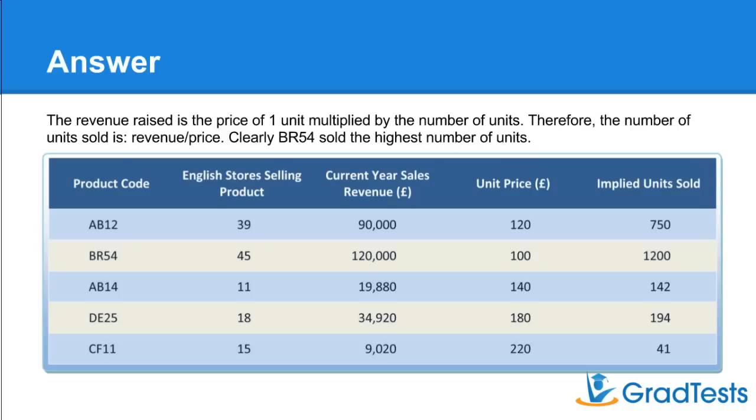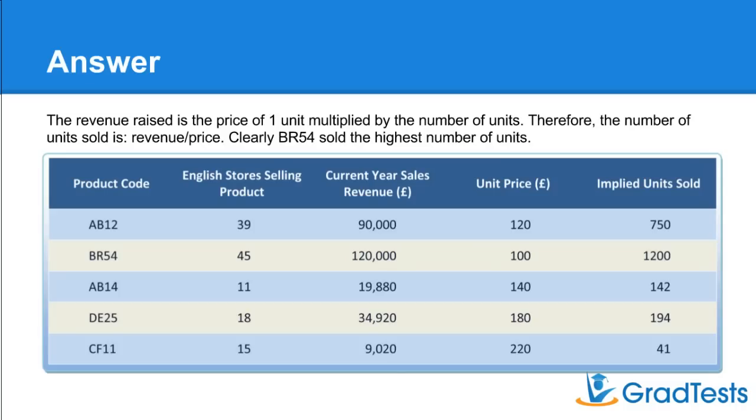So then what I've got here below is the first table replicated, but with an additional column on the right. I've got the implied units sold, and that is simply revenue divided by unit price. So you'll see there, scrolling down, that BR54 clearly has the highest number of units sold.